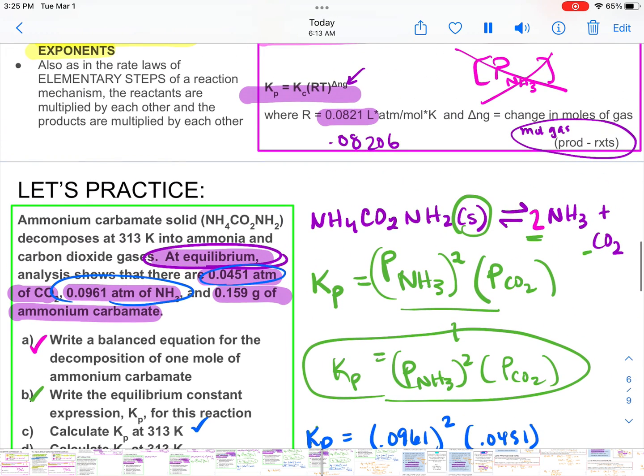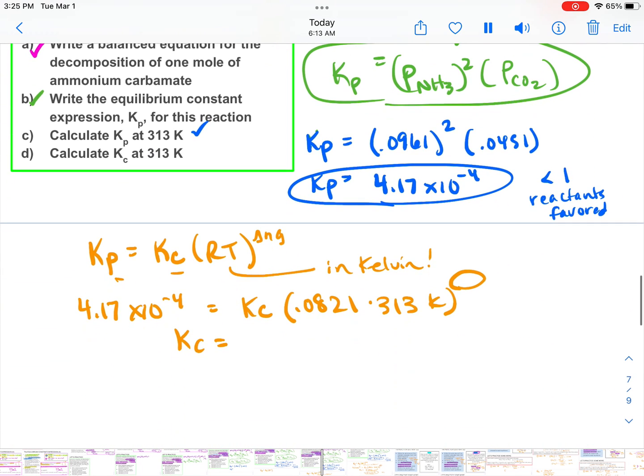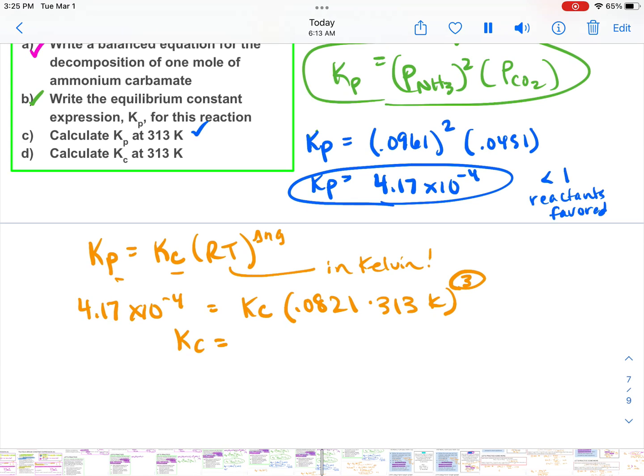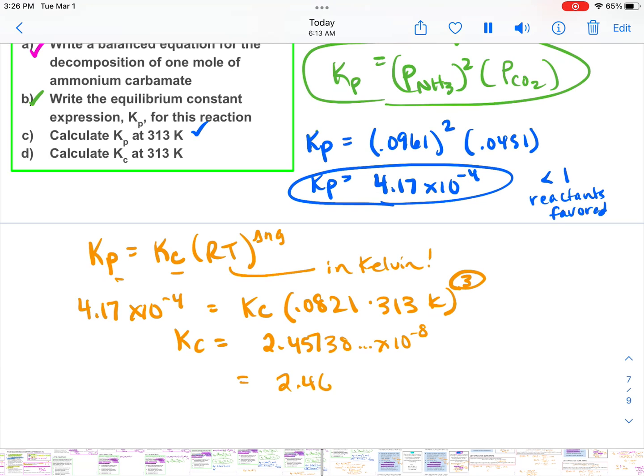Let's come back here to this equation. In the products, I have 3 moles of gas, and in the reactants, I have only a solid, so it's 3 minus 0. So it could be negative if it were the other way around, so be careful. So this is to the third. It's always products minus reactants. So now I do my math, and I get 2.45738, some more numbers, times 10 to the negative eighth. And I have 3 significant figures, so that would be 2.46 times 10 to the negative eighth.